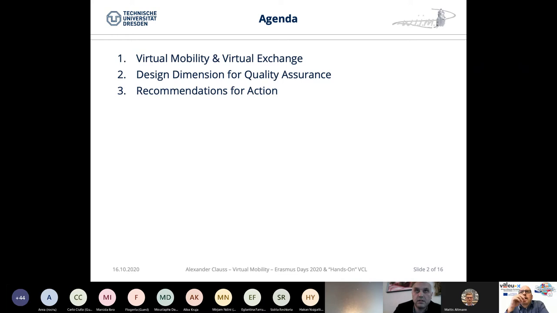My agenda will be as following. At the beginning, I want to give a short introduction into the terms of virtual mobility and virtual exchange. Then I want to talk about the design dimensions for quality assurance in our VCL programs. And then I want to give some recommendations for actions if you want to implement virtual mobility and virtual exchange in your international everyday teaching processes.